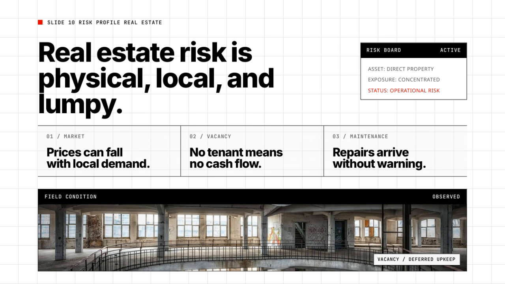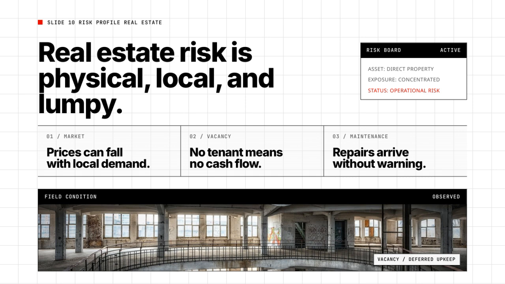Looking at the risk board, the asset in focus is direct property, which means we're dealing with actual physical buildings or land. The exposure is concentrated, so if something goes wrong, it can have a big impact. This is considered an operational risk, which means it comes from the day-to-day management and condition of property. There are three main categories of risk to keep in mind. First is market risk. Property prices can fall if local demand decreases, which affects the asset's value.